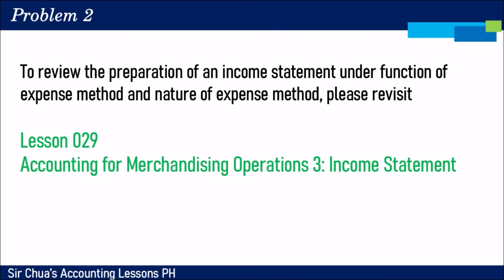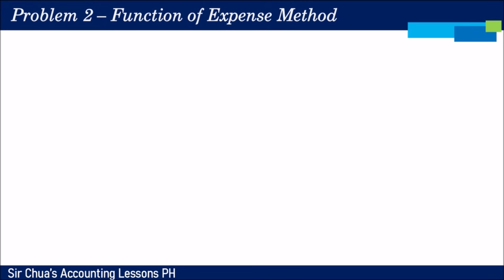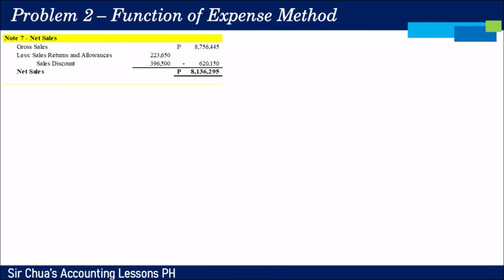So, to review the preparation of an income statement under those two methods, please revisit po yung ating Lesson 29, Accounting for Merchandising Operations, Part 3, which talks about the income statement. Okay? So, ganito lang po. Pag function of expense method, yun po yung we show the expenses according to their function. Cost of goods sold and operating expenses. Okay? So, ang una po natin gagawin is note number 7, which is net sales.